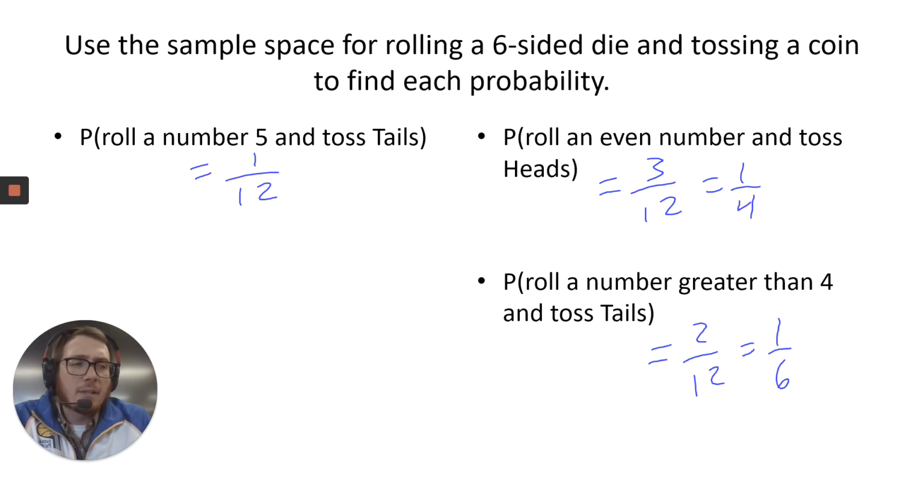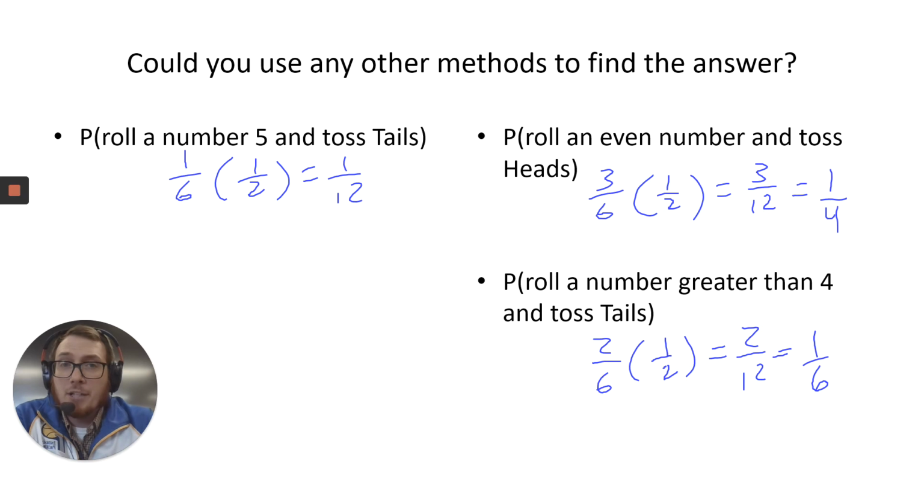In this case, it doesn't really matter which option you pick because they're about the same difficulty level, but with larger sample sizes, the idea of multiplication is going to be a lot faster. This one says roll an even number. There's 3 of 6 numbers that are even, and then toss a coin and get heads. So it'd be 3 out of 6 times 1/2. This ends up being 3 out of 12, which simplifies down to 1/4. We could have also simplified the roll an even down to a 1/2 times a 1/2, and that would be another way to find that answer.